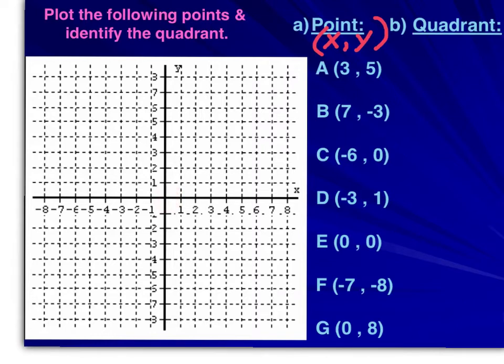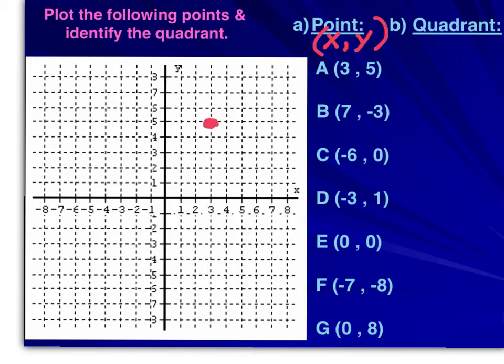So point A is 3, 5. The 3 tells me that I should move 3 to the right. So here's 0, 1, 2, 3. And then up 5. 1, 2, 3, 4, 5. And so I'm going to plot my point right there.